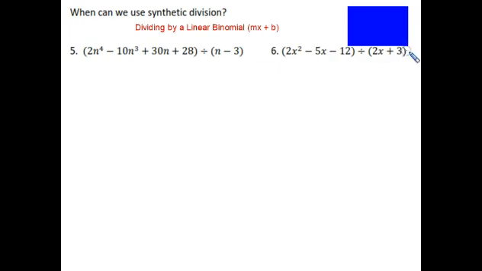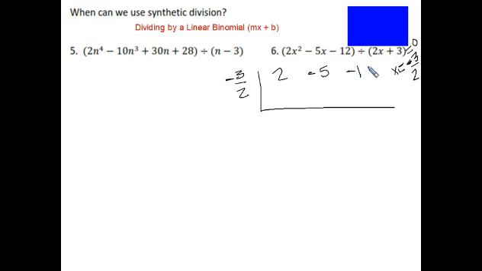We have to find the 0 of our divisor. So if this were to equal 0, what would our x solution be? Well, we would subtract 3 and then divide by 2, so we would be left with negative 3/2. So that is the number that goes on the outside of our synthetic division symbol. Then we can use our coefficients of 2, negative 5, and negative 12 to help us out. We don't really need any zeros in this case as placeholders, so we're good to go.